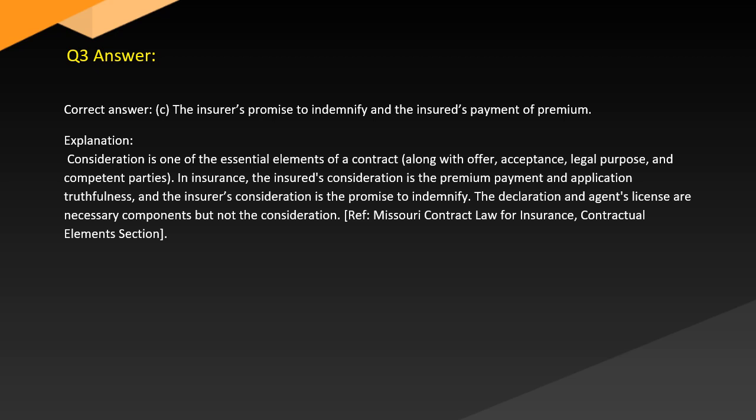Explanation. Consideration is one of the essential elements of contract, along with offer, acceptance, legal purpose, and competent parties. In insurance, the insured's consideration is the premium payment and application truthfulness, and the insurer's consideration is the promise to indemnify. The declaration and agent's license are necessary components, but not consideration. Ref. Missouri Contract Law for Insurance, Contractual Elements Section.